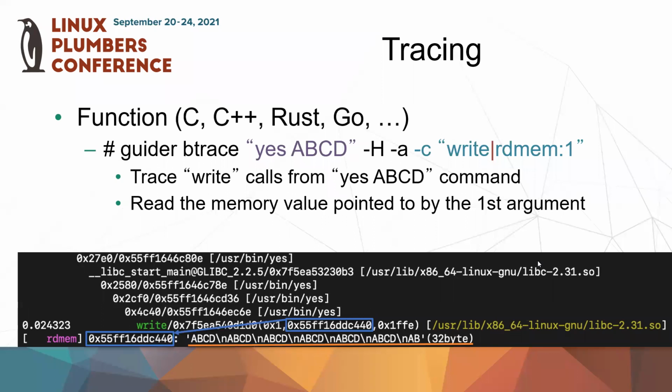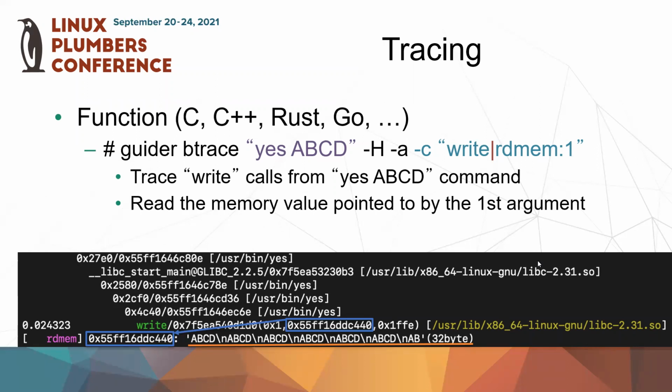This is about how to use call commands. Call commands are appended to the function filter with a vertical bar in the C option. The command line in the picture means, first, start tracing only the write function from the yes program. As you know, yes is just a Linux command that prints an argument value infinitely. So the yes program will print the ABCD string repeatedly.